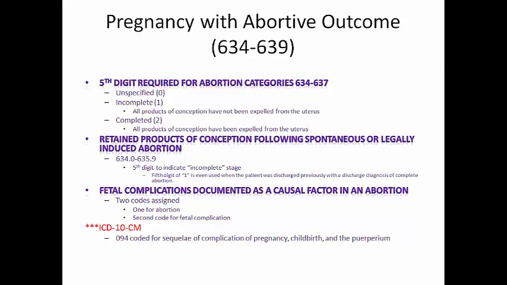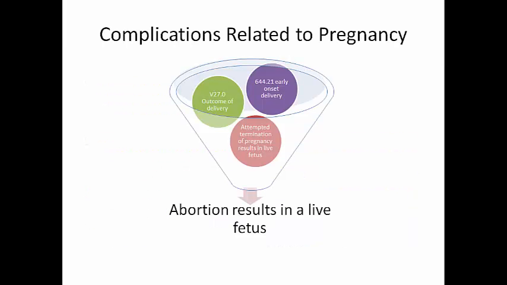And in ICD-10, the code for sequela of complication of pregnancy, childbirth is O94. So not a huge difference there, besides the code looks different. It's different, of course. So here's just kind of a fun little diagram.